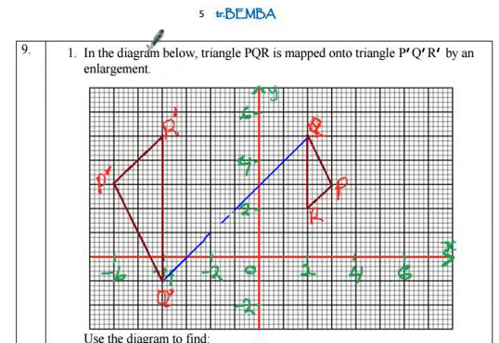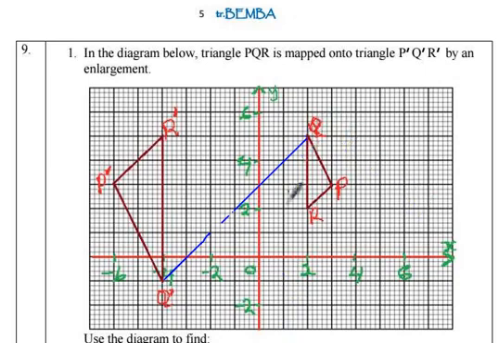Question 9. In question 9, it says in the diagram below, triangle PQR is mapped onto this triangle by an enlargement. The diagram is here. We have this triangle here, PQR, being mapped onto this, and this is its image. We are supposed to use the diagram to find the coordinates of the center of enlargement.